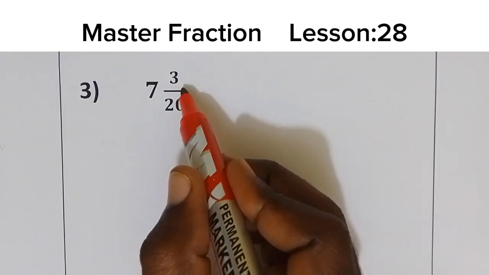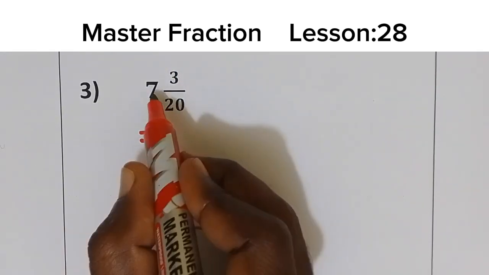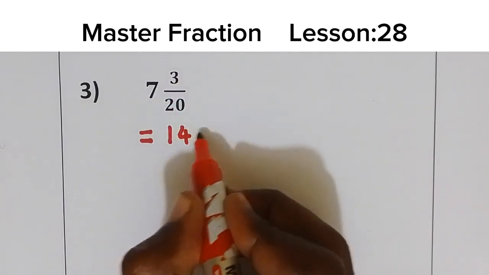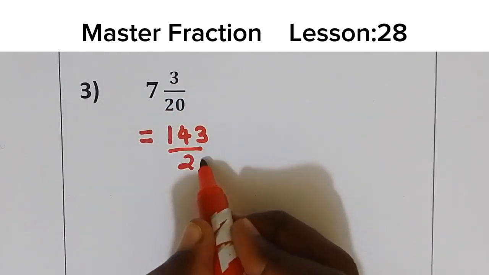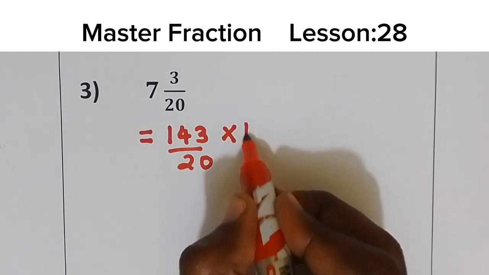First, we are going to change this mixed number into improper fraction. That is 20 multiplied by 7, it is 140 plus 3. We get 143/20. We need to change this into percentage, so we are going to multiply by 100.